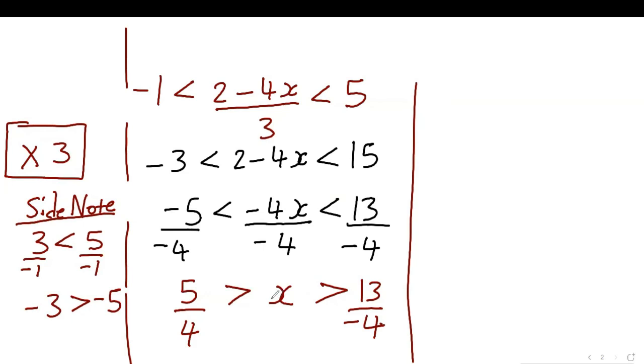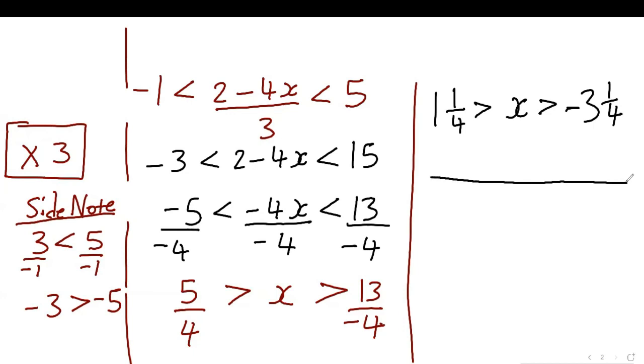All right, so in this case, we're saying 5/4 is bigger than x, and x is bigger than 13/4. Just to write it as mixed numbers, this is really 1¼ is bigger than x, and that is bigger than -3¼. So the possible values x can be is somewhere in the middle. If you were to put it on a number line, you have -3¼ and 1¼, and x is somewhere in the middle here. x can be these values.